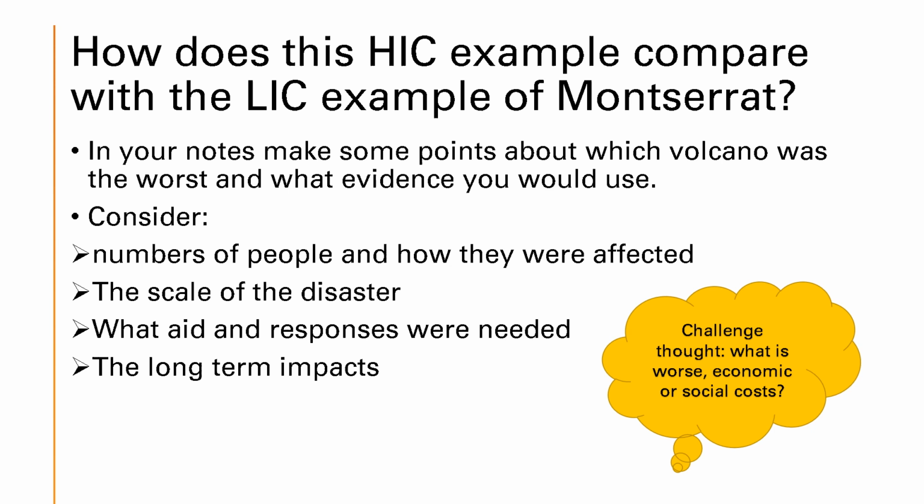I've got a challenge here, though. It's a challenge thought. What is worse, economic or social costs? Quite often in a low-income disaster, there can be a lower economic cost, but a higher social cost. More people are likely to lose their homes, but the value of maybe jobs and businesses isn't as high. In high-income countries, the social impacts can often be lower, but the economic cost can be higher. But a high economic cost can then affect people socially, because it might mean a business is destroyed, and eventually those people, this knock-on effect will be that they don't have a job.